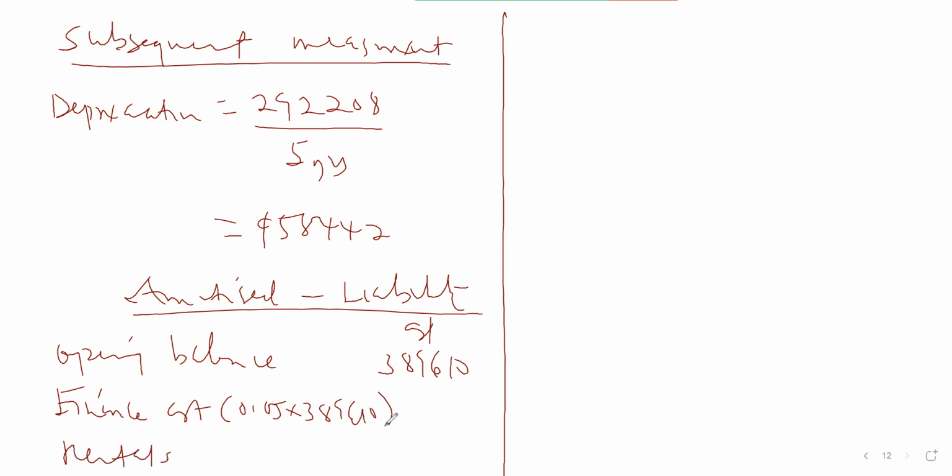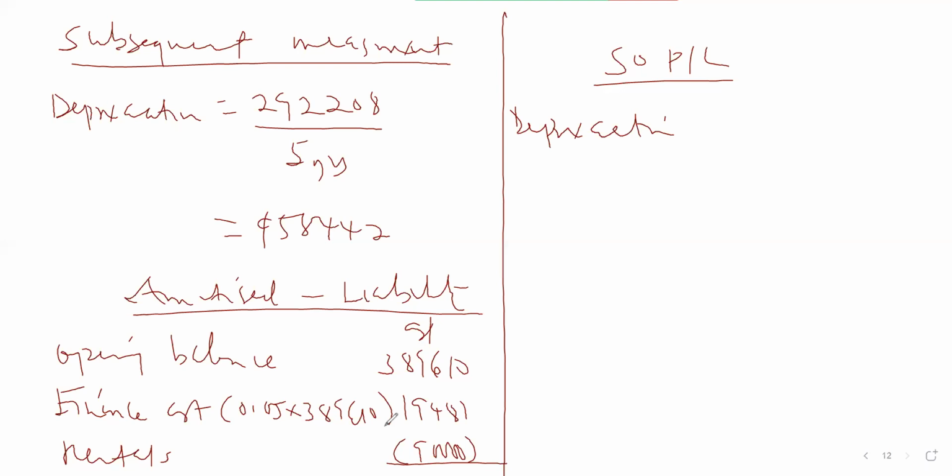So the rentals will be paid at the end of the year. So you have your 90,000. Then you subtract, then you now get your balance at the closing. So let's calculate the finance cost, 0.05 times 389,610. I'm getting 19,481.